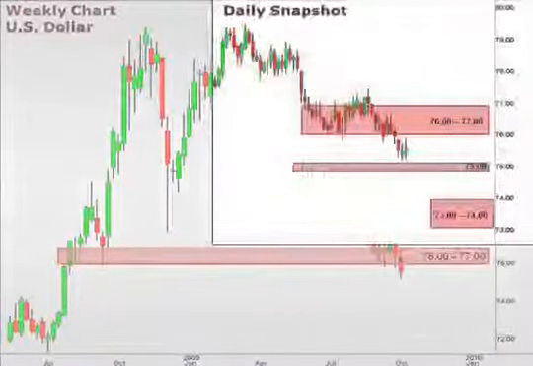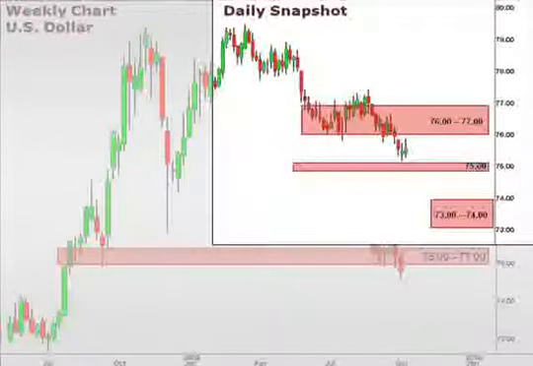If we take a look at our daily snapshot, you can see that we do have a moderate support level in at 75, suggesting a bounce here may play back up into 76. However, until we do get a bigger picture move beyond 76, again, path of least resistance, and the short term continues to be to the downside.